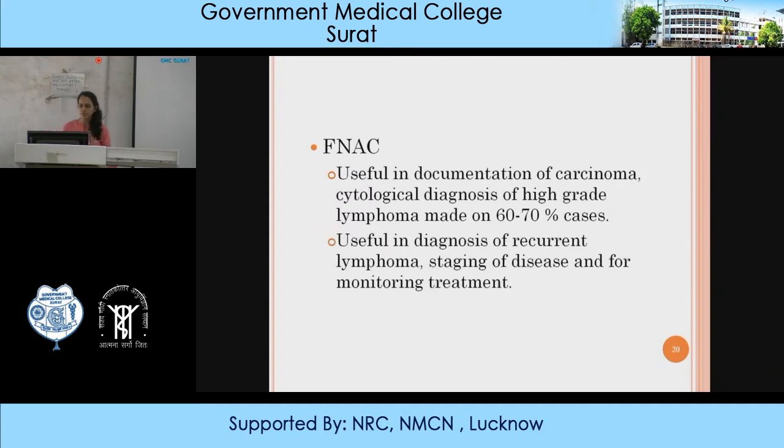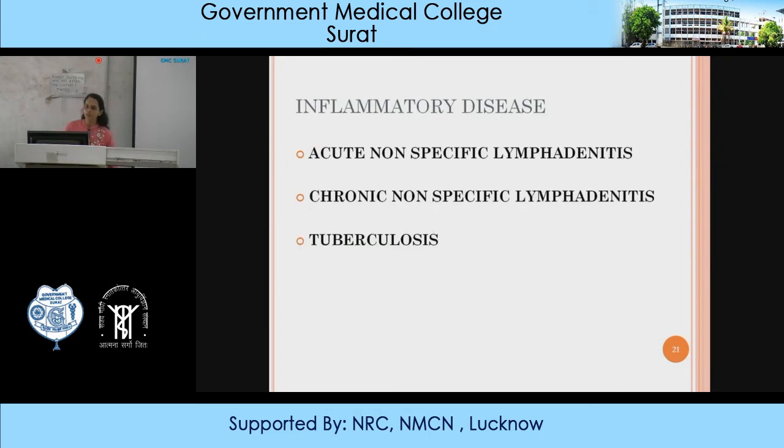This FNAC is very useful in documentation of carcinoma and in the cytological diagnosis of high-grade lymphoma, which is usually successful in 60 to 70% of cases. It is useful in diagnosis of recurrent lymphoma, staging of disease, as well as monitoring of treatment. Inflammatory causes, we won't go into detail, but of course acute, chronic, and most common in our setup, it is TB.